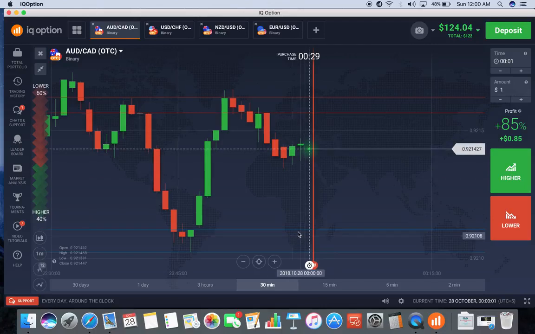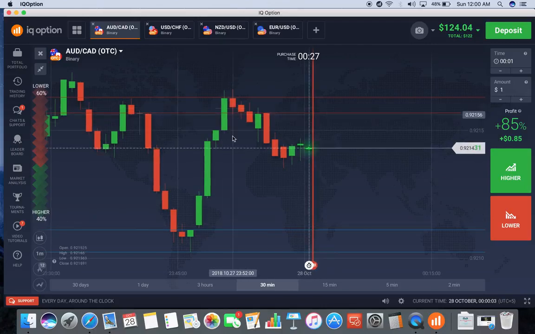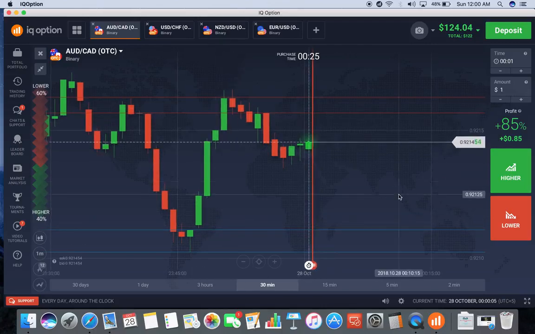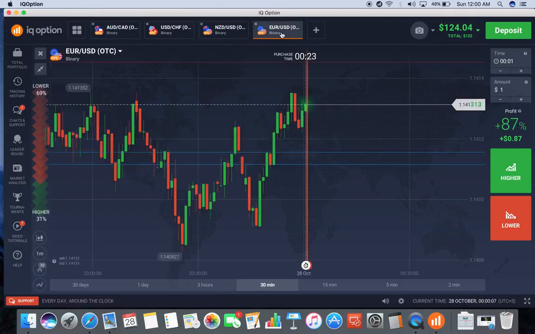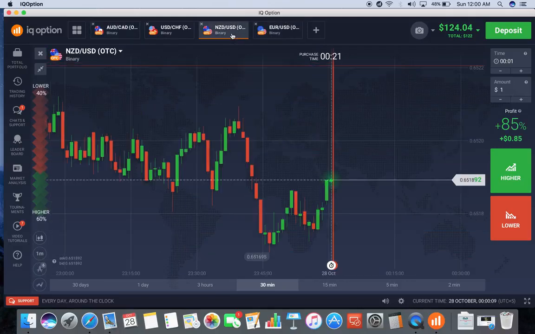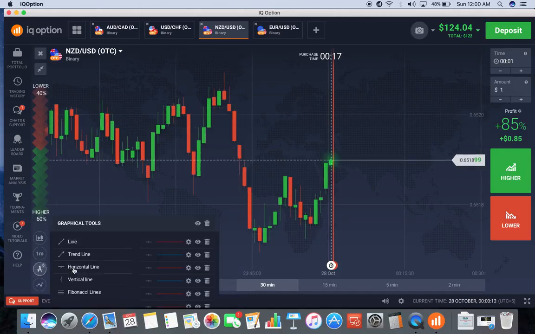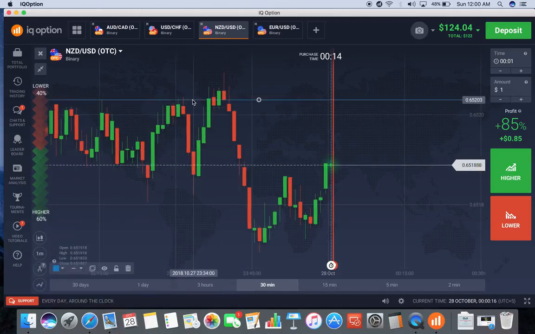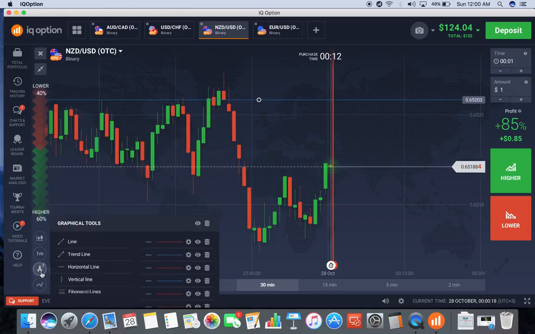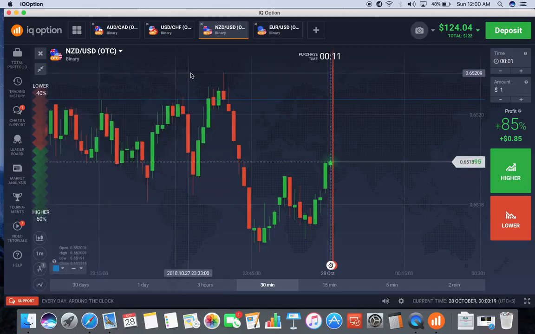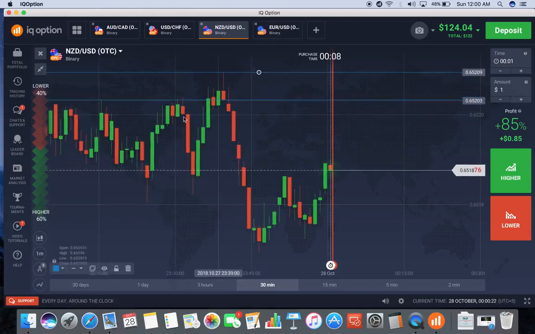It will take some time because there's quite a distance between these two levels. It also has a very pretty good level with a little gap where this is a supply level.